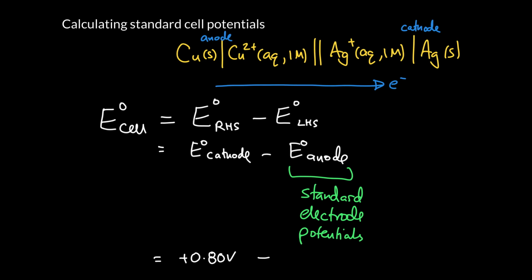If you look up the standard electrode potential for the copper one, it is positive 0.34 volts. So they're both actually pretty good at pulling electrons, but the cathode is a lot better than the anode. So if we calculate that difference, we get positive 0.46 volts. So if we hook this cell up to a voltmeter, we would get 0.46 volts.